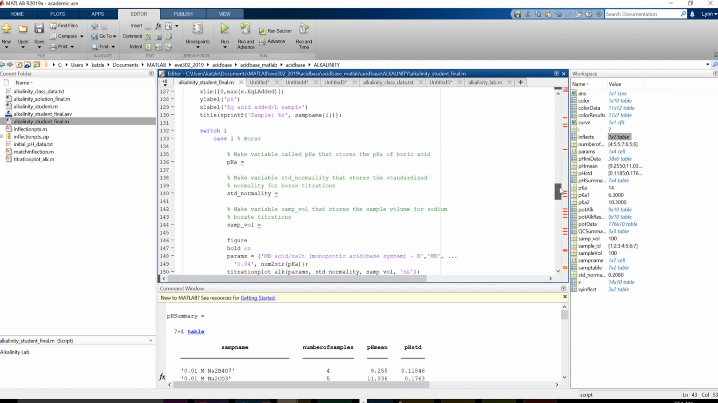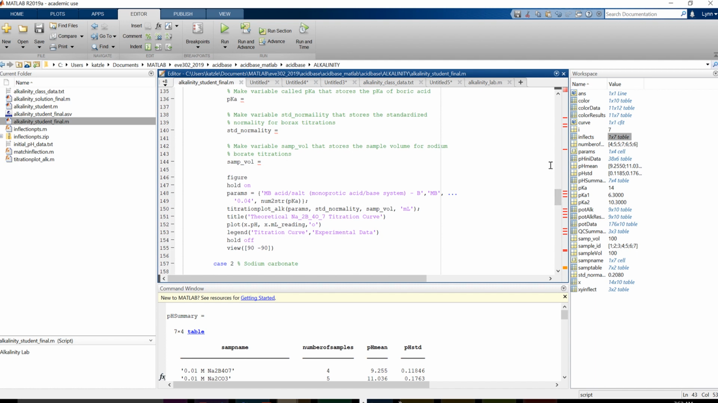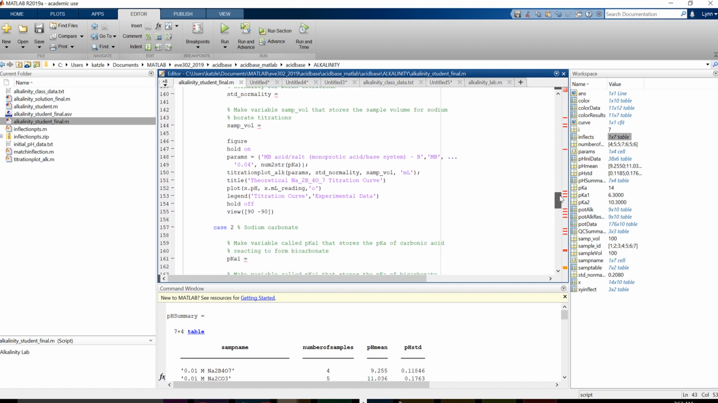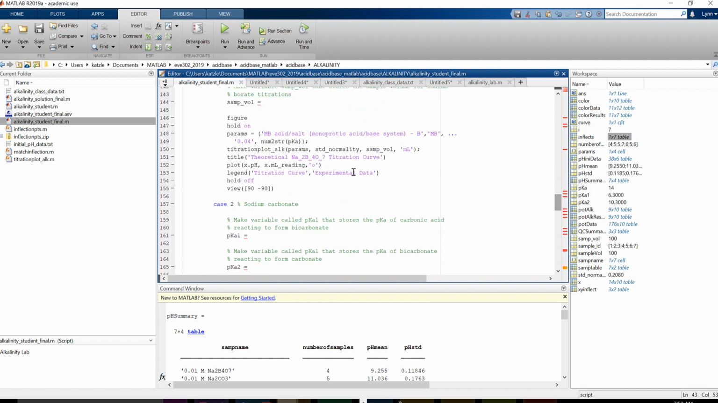Then we're going to move down and do the calculations for the three known samples, starting with the borax. You have to add the pKa's and the standard normality of the titrant. So what was our titrant concentration? That's in the data file, so you can look for it there. And then what was our sample volume? We do the next for loop after we plot that data, and this is the plotting component of that.